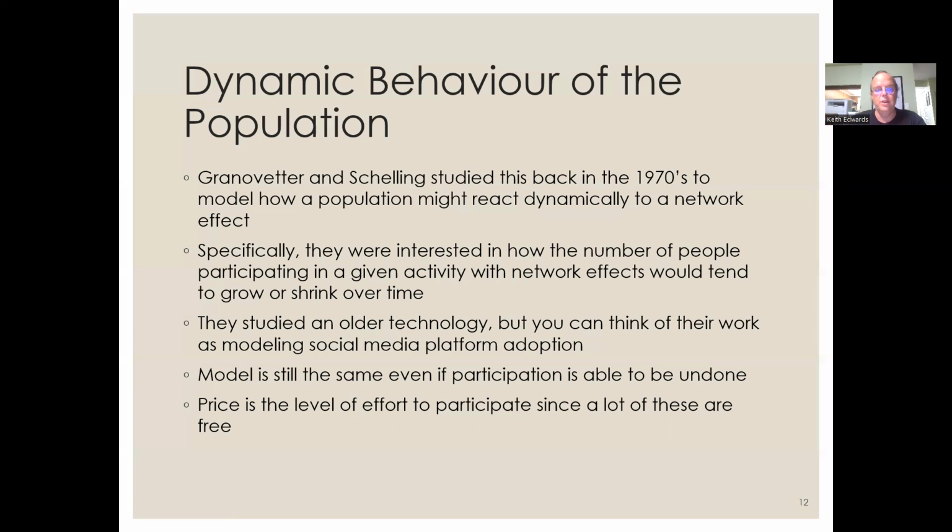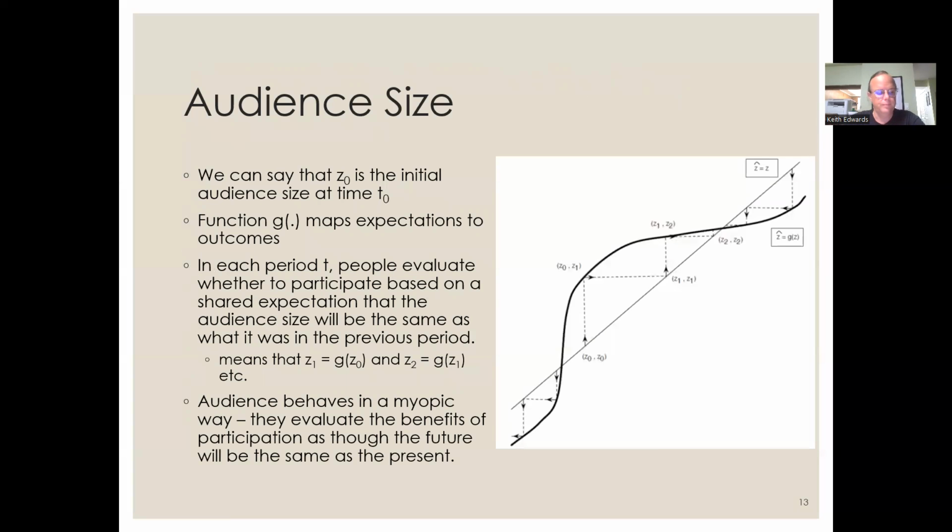The price here is the level of effort required to participate, since a lot of these platforms are free. But what is the price you pay? It's the time that you invest in the social media platform. So we can say that Z0 is the initial audience size at time 0, and a function G maps the expectations outcome.